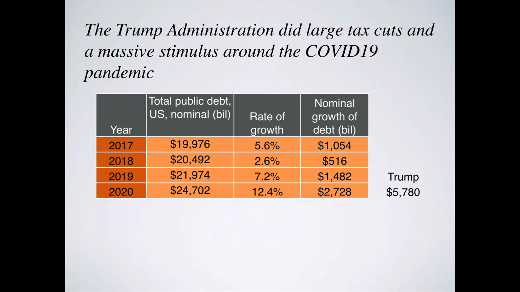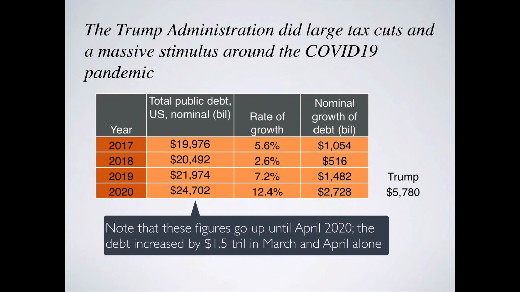But we get into 2020, of course, and we start seeing pretty big numbers in terms of percentage change of the debt, right? And the nominal growth of the debt in 2020, just in a portion of 2020, these numbers only go up to April 2020. So just in March and April alone, the debt increased by 1.5 trillion, and 2.7 trillion in just this portion of 2020. So the debt is really increasing much faster now as a result of that COVID-19 stimulus.